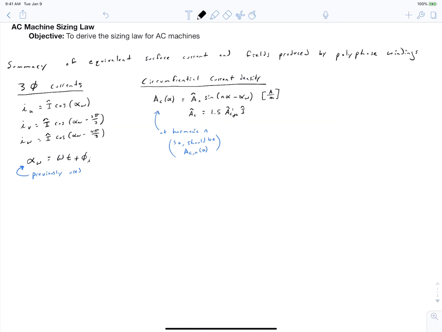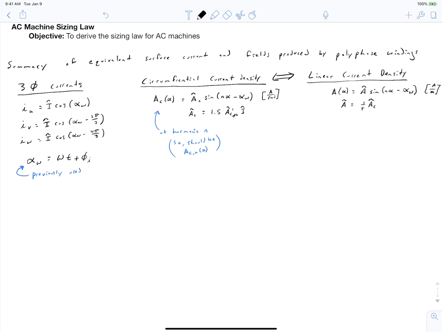And we've noted that when we have a circumferential current density, we can also write this equivalently as a linear current density. So our circumferential current density told us the total number of amps per radian at some angle alpha, whereas a linear current density tells us the total number of amps per meter at some location on the inner bore of our stator.